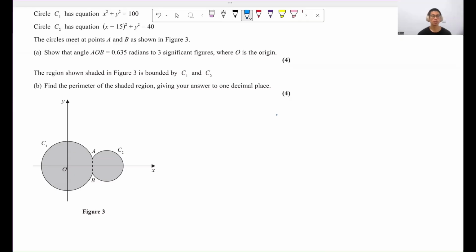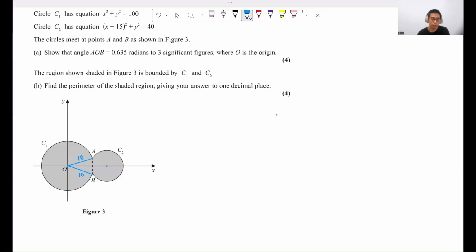Question 11. Circle C1 has equation x squared plus y squared equal to 100. So that means the circle has center at the origin and radius 10. So that means this one is 10, so that's this one. And then circle C2 has equation (x minus 15) squared plus y squared equal to 40.